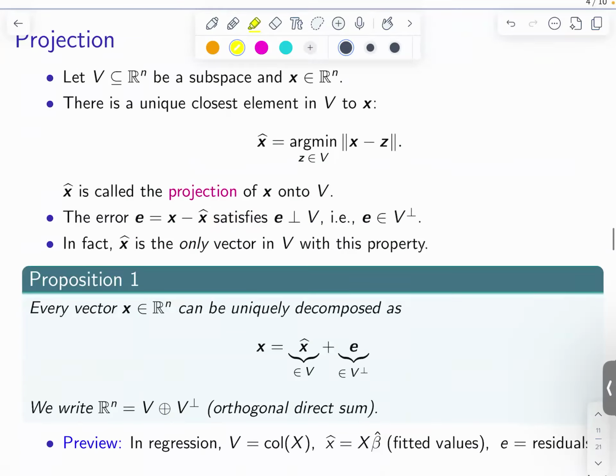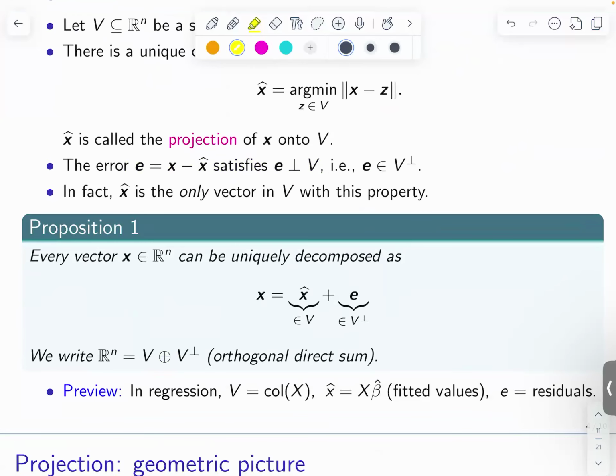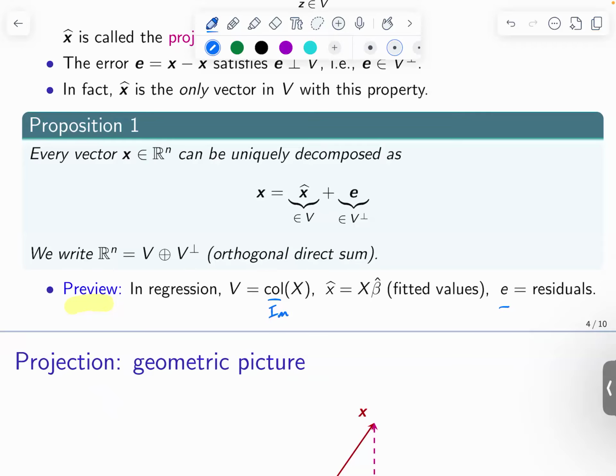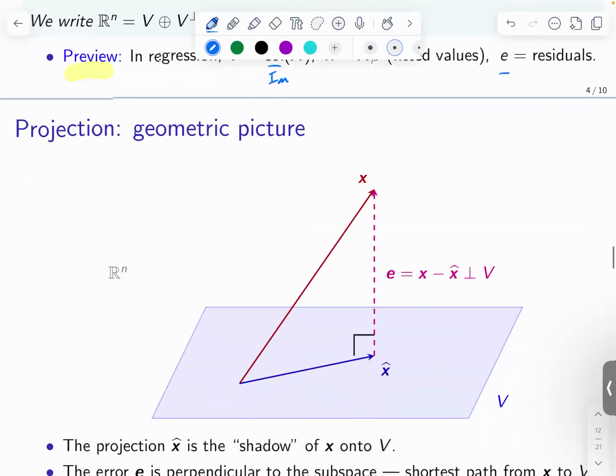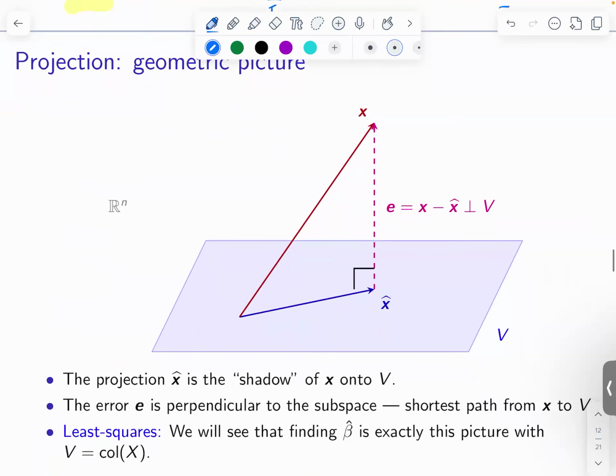We're going to summarize it. This is a preview. Later you'll see, for us in regression, you have a design matrix. The column span will define a subspace, as we have seen. The column span, or image, I should write it as image. And then the projection is actually the vector of fitted values, and E would be the residuals. So that's the geometric picture to remember.